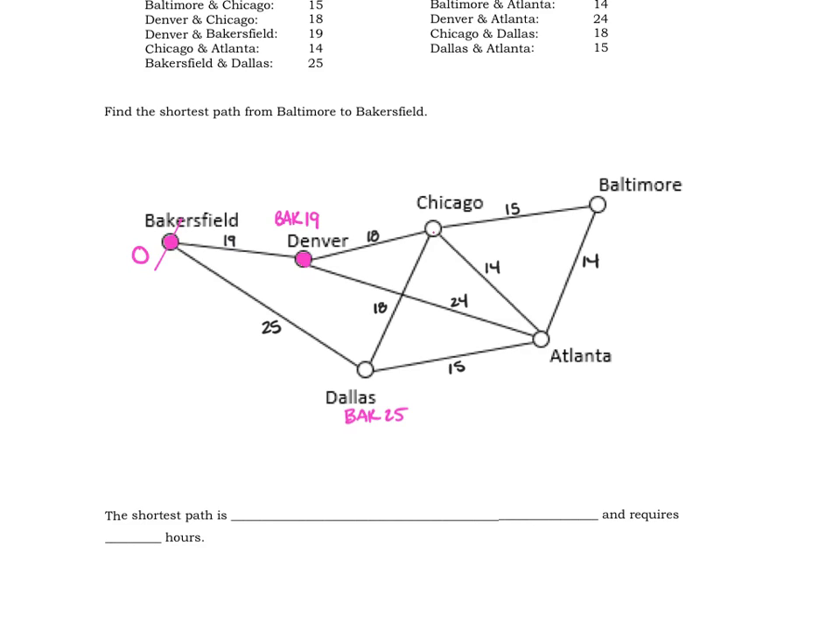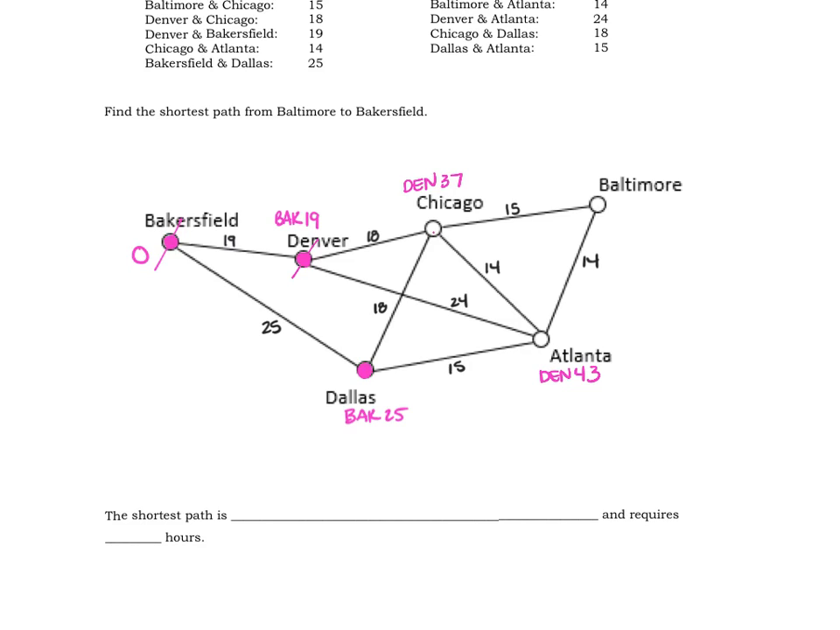So through Denver, and again, I'm not going to label it just a D because we've got Dallas. So through Denver, that would be a total of 19 plus 18 or 37 hours. From Denver to Atlanta, that would be 19 plus 24 or a total of 43 hours through Denver. And then that's it. We don't have anywhere else we can go. So we cross out Denver. We look at our labels, 37, 25, and 43. 25 is the shortest. So that's our new current vertex in Dallas.